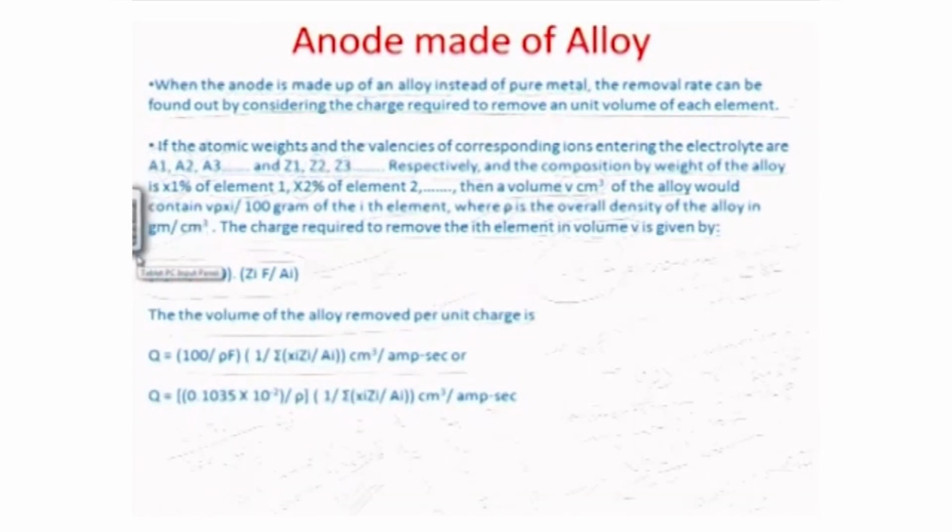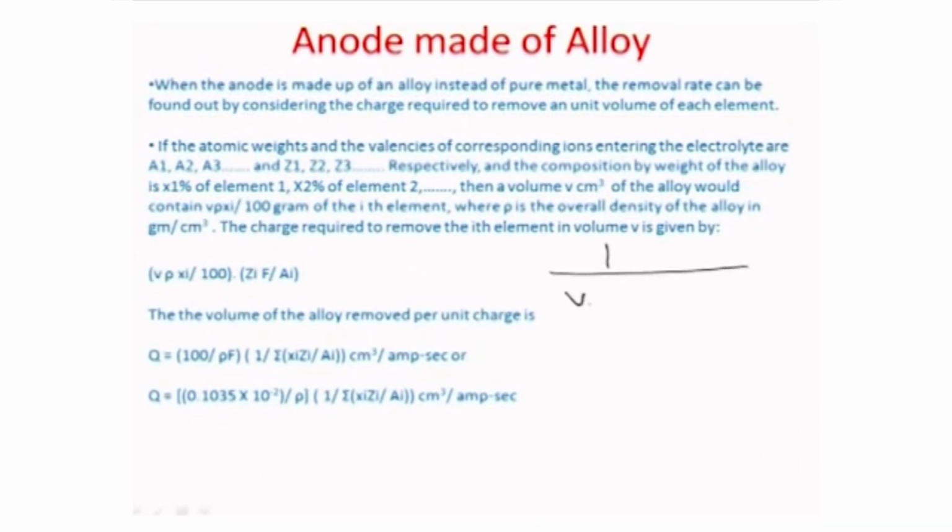So, let us just look at what the reciprocal would be like. We have 1 divided by V rho xi by 100 times Zi F by Ai. Ai, with i as the subscript, is for the ith element in the alloyed system. So, this can be further written down as rho by 100 by rho F. These really are constants. This is the average density of the alloyed system. This F has a value of 1 mole of electrons, which is 96,500 coulombs.